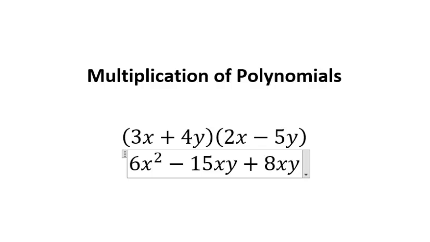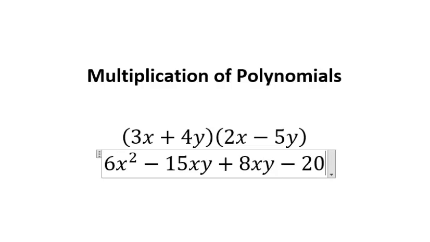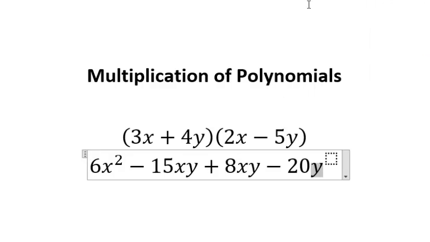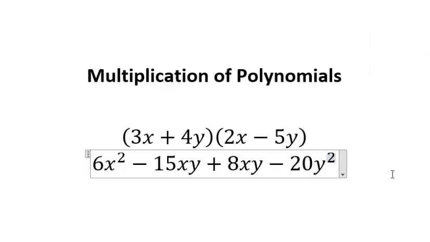Okay, now we're going to multiply the last one. Okay, 4 times negative 5, and the y times the other y. So 4 times negative 5 will be negative 20, and y times y will be y squared. So I'm going to put y squared in here.